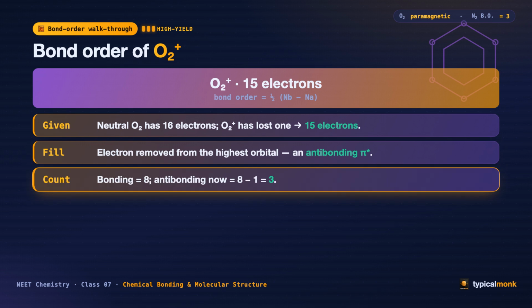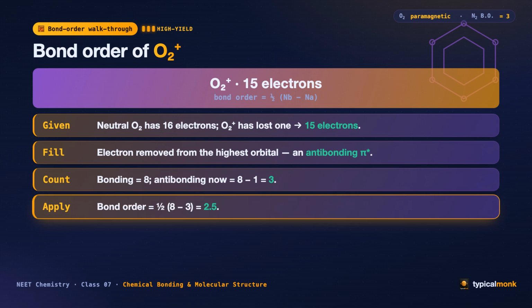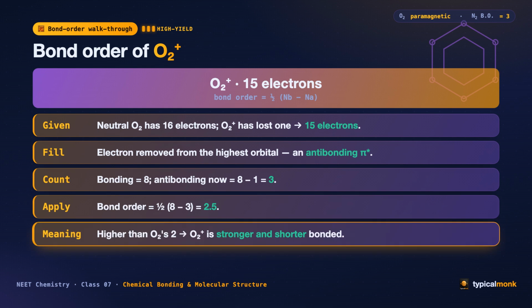Now count the two teams. The bonding electrons stay at 8. The antibonding electrons were 4, and we removed 1, so now there are 3. Apply the rule. Bond order is 1/2 of (8 minus 3), which is 1/2 of 5, 2.5. And what does that mean? 2.5 is higher than oxygen's own bond order of 2. So the oxygen plus ion has a stronger and shorter bond than neutral oxygen. That single counterintuitive fact has been asked again and again. Lisa missed it once, then never again.